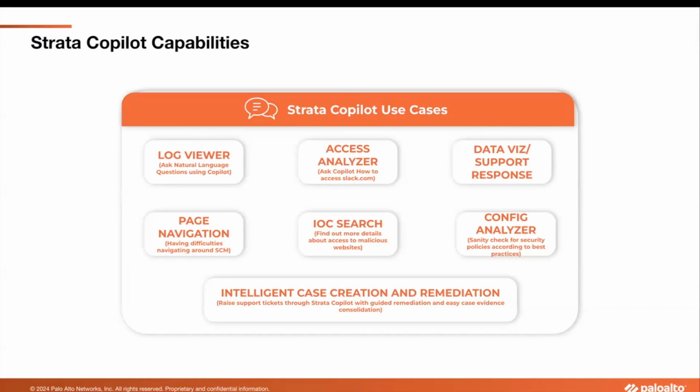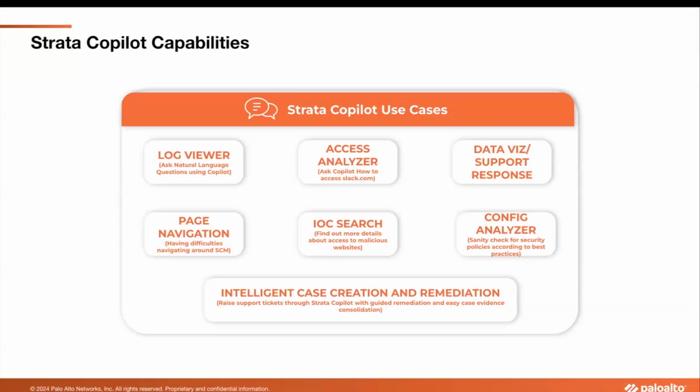So, similarly, we have page navigation. If you are having difficulties navigating around Strata Cloud Manager, as there is a huge workflow through Strata Cloud Manager, you simply have to ask Strata Copilot how to navigate to a page or where do I go to check this, and it will automatically respond with the specific link, and you can click on it to enter into that Strata Cloud Manager page for any kind of configurations or monitoring.